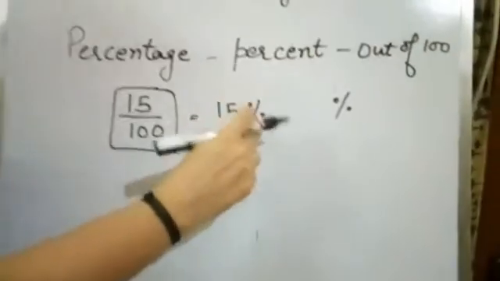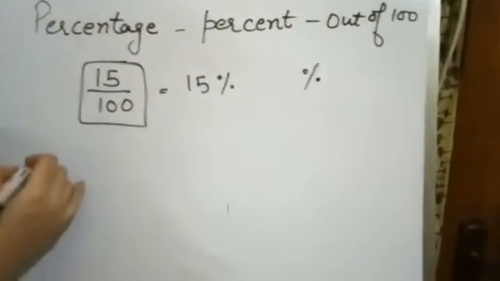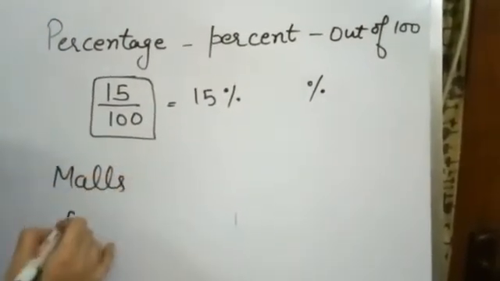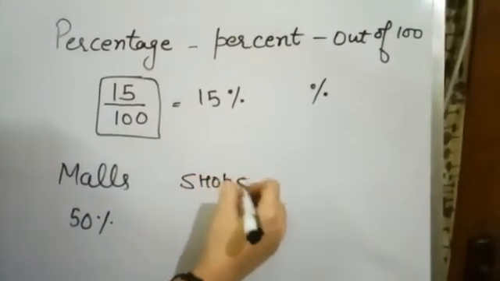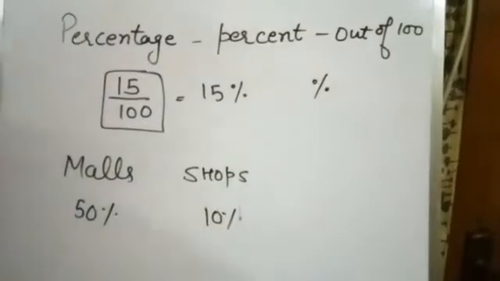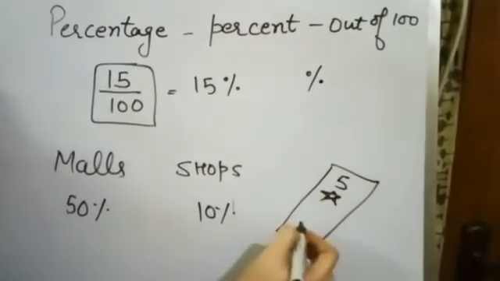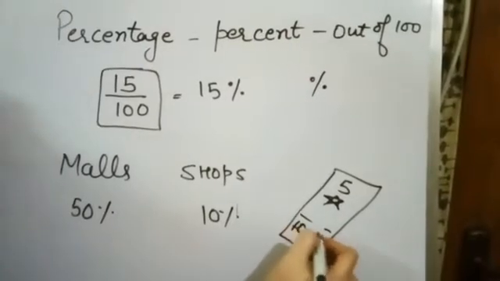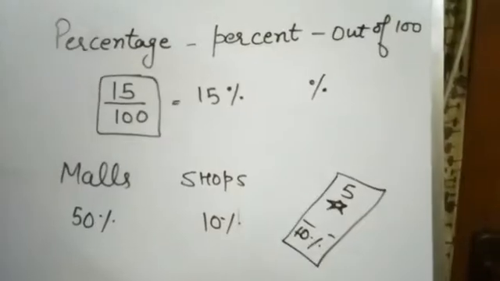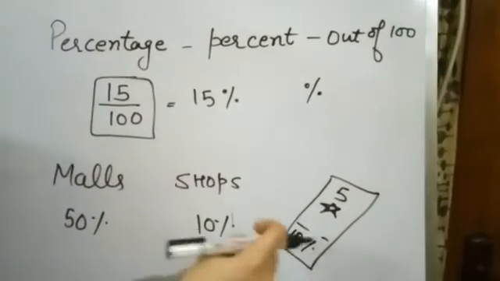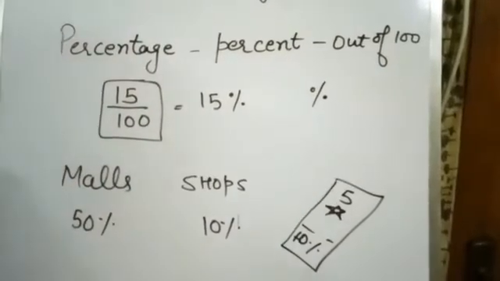That is 15%. Now, where do we see this percentage sign? In the shopping malls you may see so many 50% discount, 20% discount. In the shops, you see 10% discount. And moreover, the 5-star chocolate, 10% bigger. 10% means the weight of this chocolate has been increased by approximately 10%. These are the things which we face in day-to-day life situations.